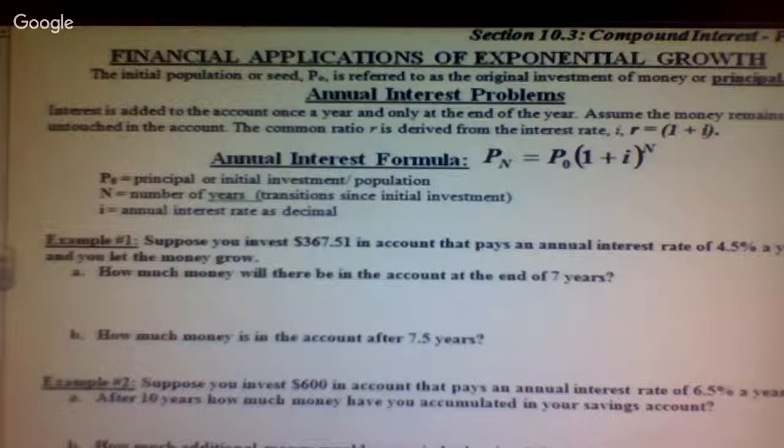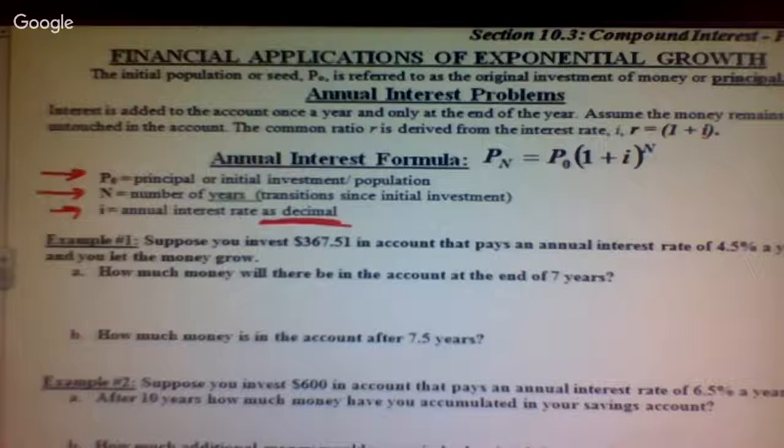So, P sub 0 is the principal, or your initial amount that you're investing. How much money are you putting in? Okay. N represents the number of years since you've invested. And the most important part about I is your interest rate as a decimal. So that's like your common ratio. Okay.